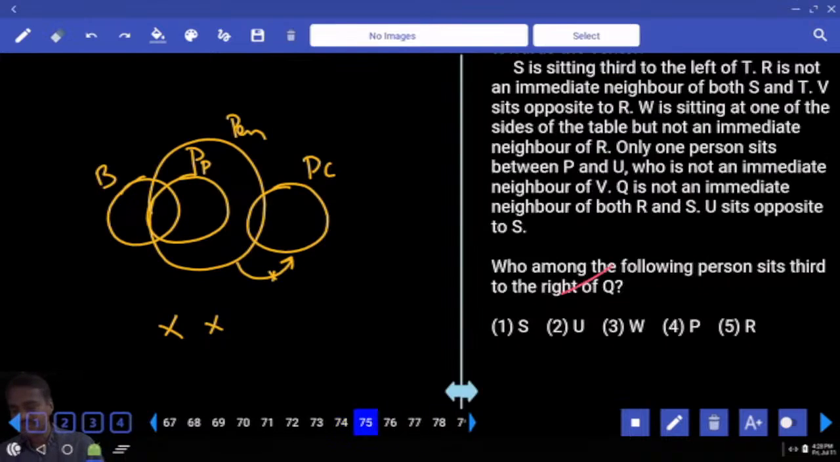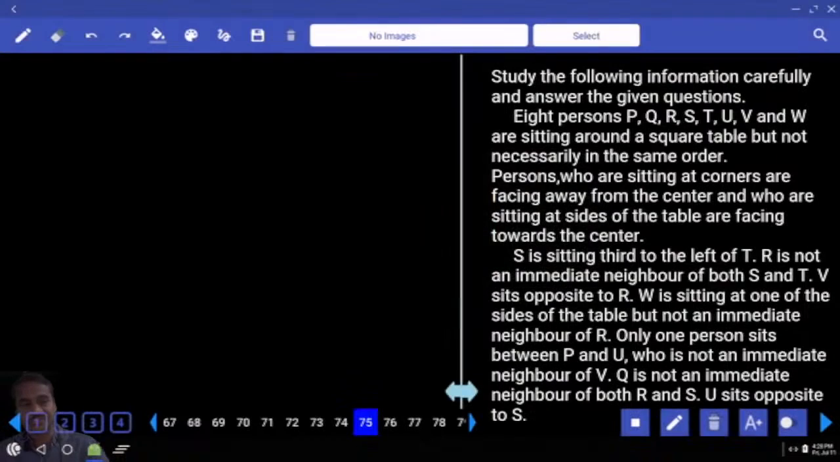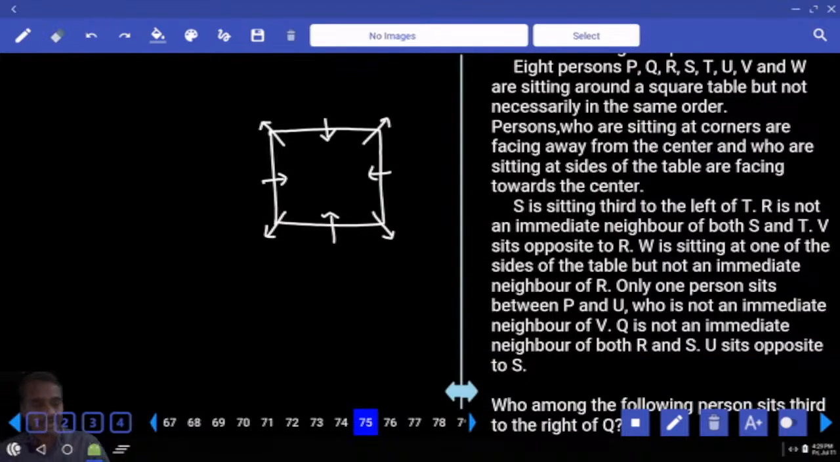Then 75 onwards. Now in this question number 75, the first or the second priority. Now 8 persons were there, 8 persons seated around a square table. First priority. Then 4 persons at the center, 4 at the corners. Now, the persons who are at the center are facing towards which direction? Center, inside. And the persons at the corners are facing outside. Then S is sitting to the immediate left of T. And no information is given regarding position.